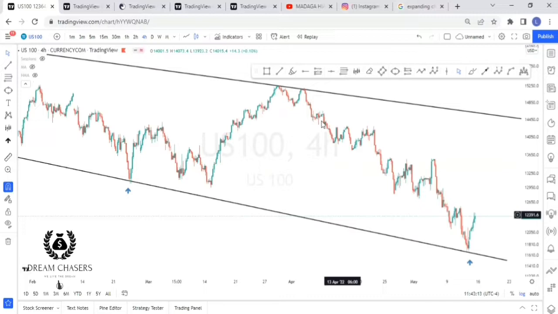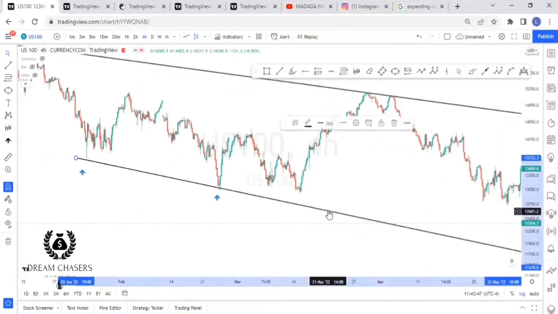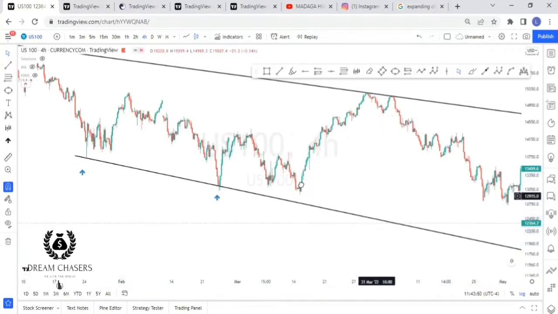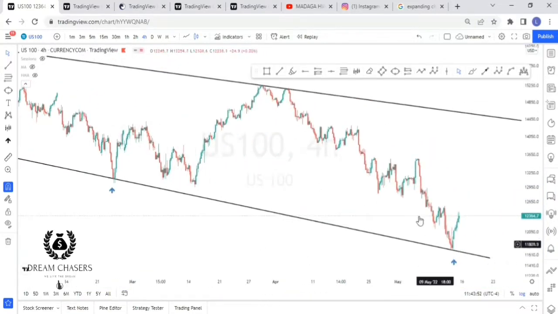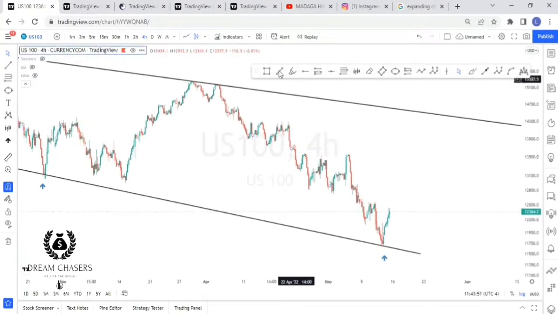Let me adjust our levels over here. Now you see that we had a touch, and a touch. So basically we are on our third touch over here. We could try and get a structure from this point to that point and see that we could be forming some sort of an expanding channel again. Usually in most cases you get reversals with this.